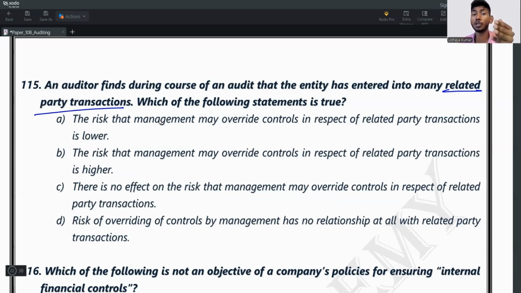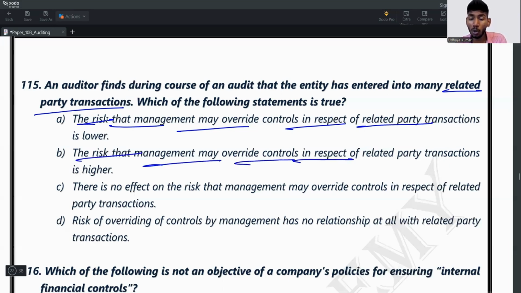If an auditor finds during the course of an audit that the entity has entered into many related party transactions, with any subsidiary company, associate company, or directors, which of the following statements is true, he's asking. The option is: the risk that management may override controls in respect of related party transactions is lower. So option A is not correct, right? Option B: the risk that management may override controls in respect of related party transactions is higher. Yes, if there are huge related party transactions, management may override controls, right? So option B is right.